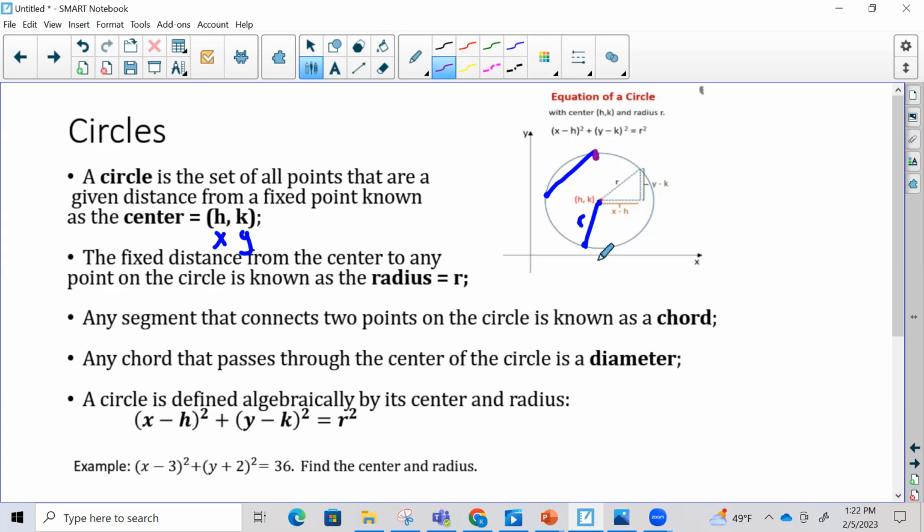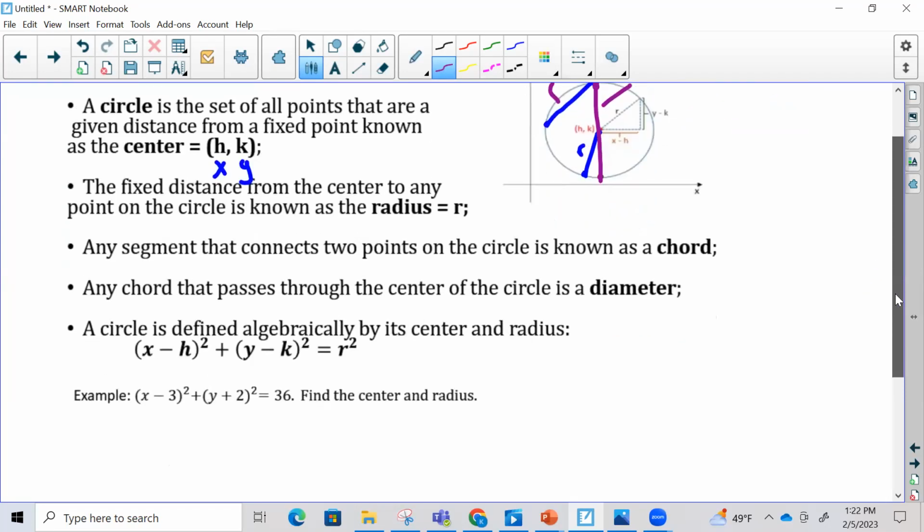And the most famous chord that most students are more familiar with is the chord that goes through the center. And the chord that goes through the center is called the diameter. Okay, so a diameter is also a chord, but if a chord goes through the center of the circle, then it's also called the diameter. Okay, so any chord that passes through the center of a circle is a diameter.